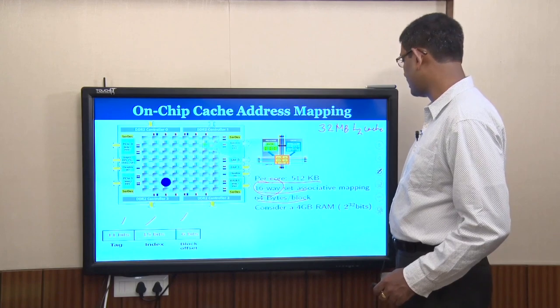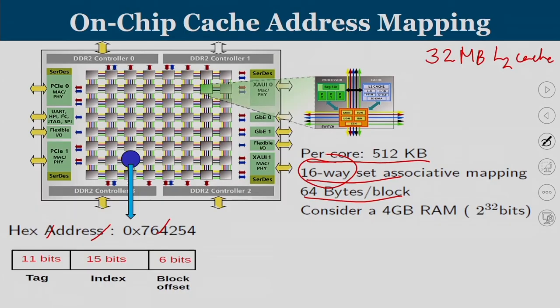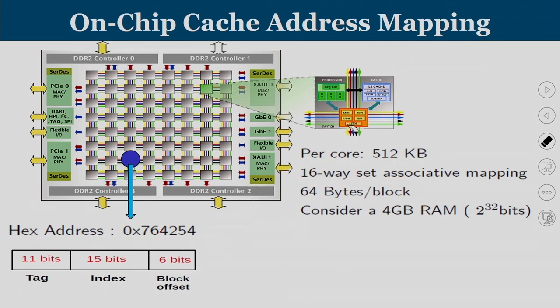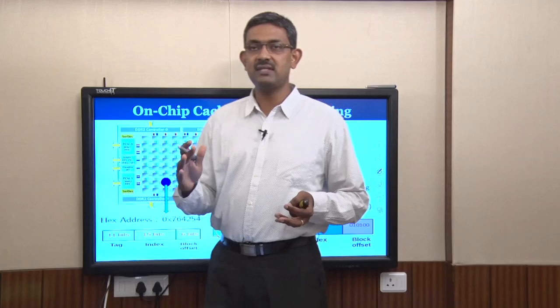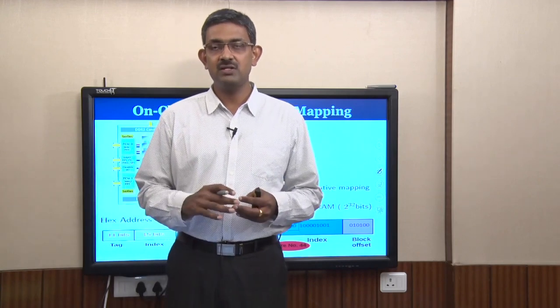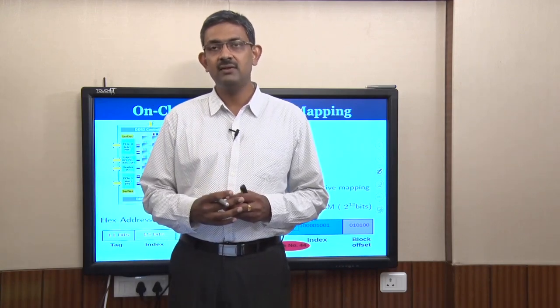Now consider the case that you are going to have an address, let's say an address which is represented in hexadecimal form. When you do the split up, this is the way these 32 bits are going to be split. The green portion indicates the tag bits and the blue portion indicates the set. There are 2 power 15 sets, so 15 bits are reserved for the set index and the last 6 bits are for the offset.